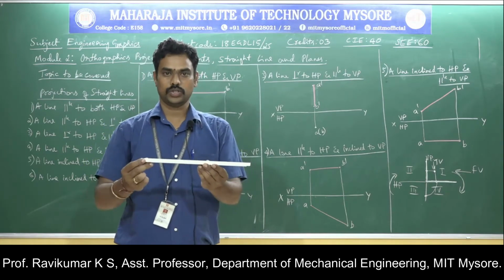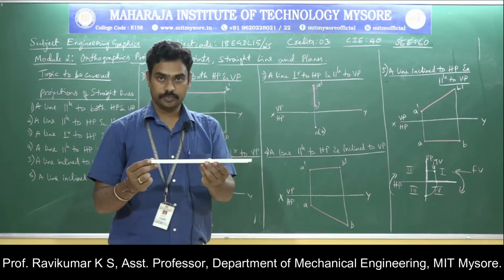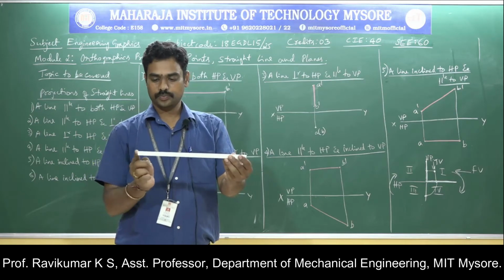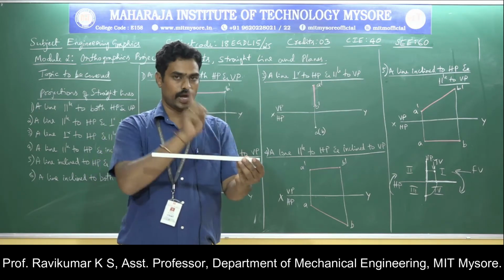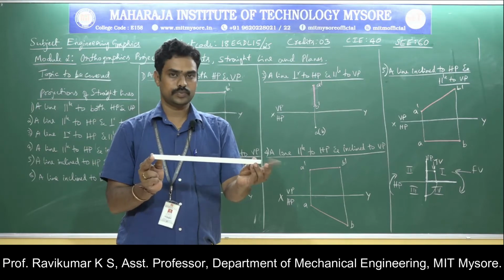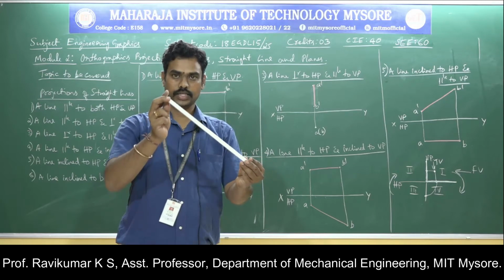This is the line parallel to both the planes. Now inclined to HP and parallel to VP. So the distance from this point to VP and this point to VP I will not change. Instead I will rotate this with respect to this point.